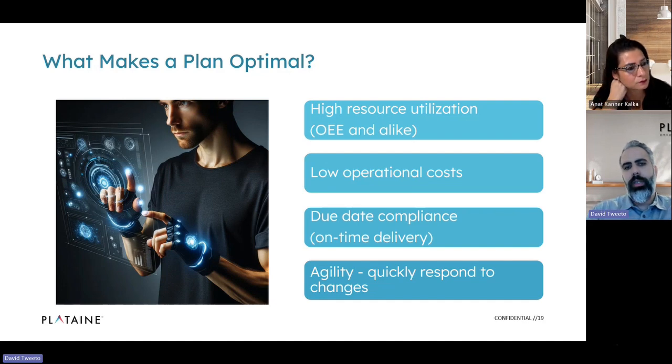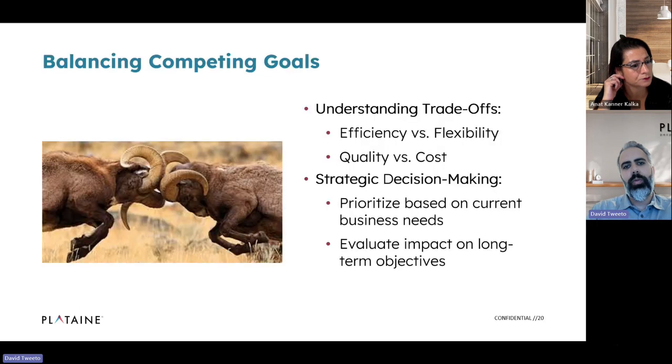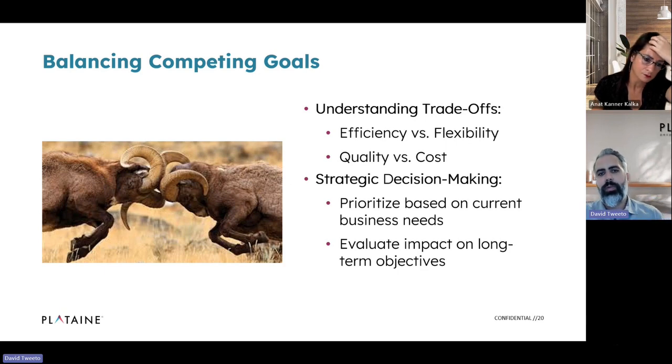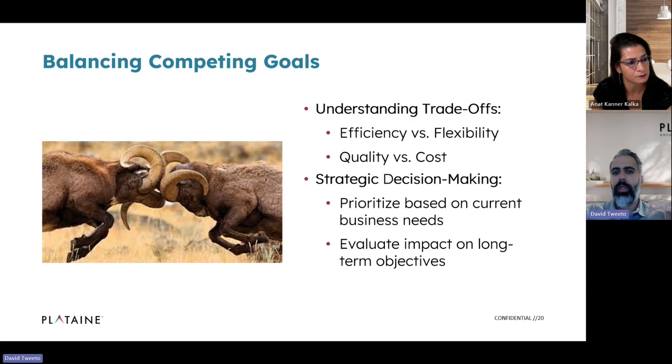And I think the most important thing is how those KPIs work together with your company goals, with your business goals. Even more important is balancing competing goals. We see it a lot, and we need to understand the trade-off. For example, efficiency versus flexibility, quality versus cost. If you increase one, you'll probably get punished on the other one. To help you take the strategic decision, prioritize based on current business needs and evaluate the impact on the long-term objective.